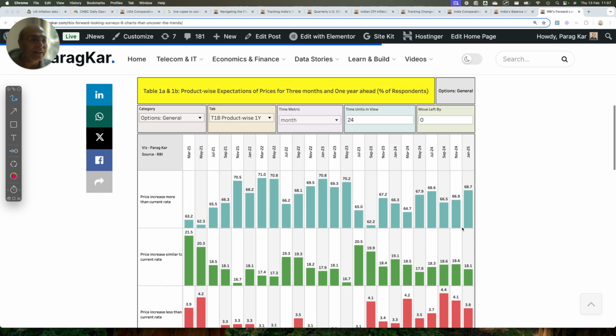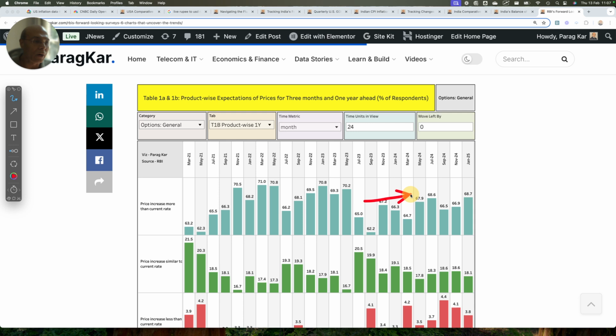So you can clearly see that the respondents responding to the RBI survey clearly see that inflation is not going to get contained, and for general items there is a rising trend, the survey shows. So this is one indicator that we are not out of the woods on inflation. The second thing that is pretty important is looking at the data and trying to unlock the story.